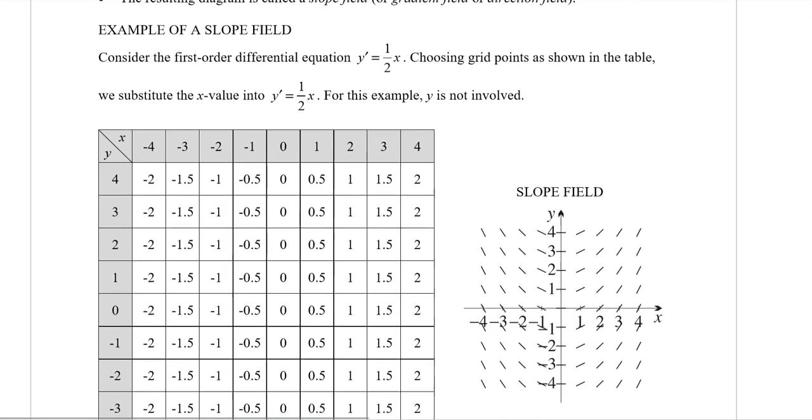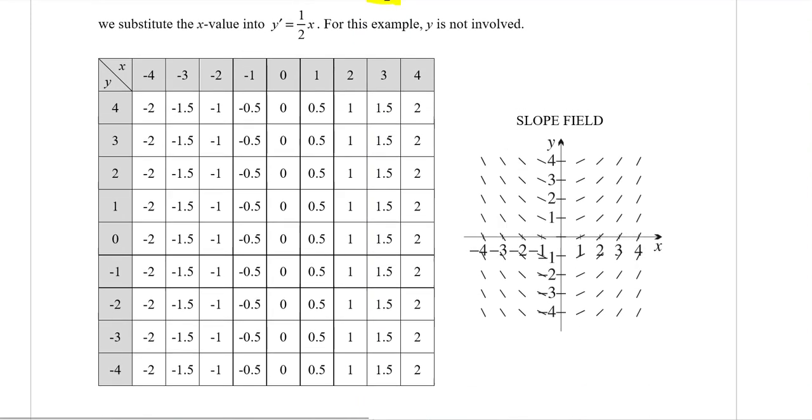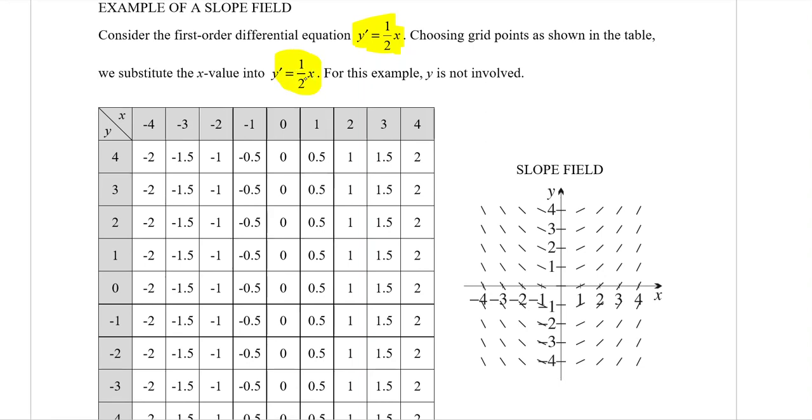So here is an example of a slope field. Consider the differential equation. We have y dash equals half x. We're choosing the grid points. This table's been done for us, which is lovely. So all you do to get those points is you're subbing in. We only have x on the right-hand side of this equation here. So you're subbing in, first of all, that x is equal to -4. And if you go half times -4, you get the -2. That's how they get these values that are in here.